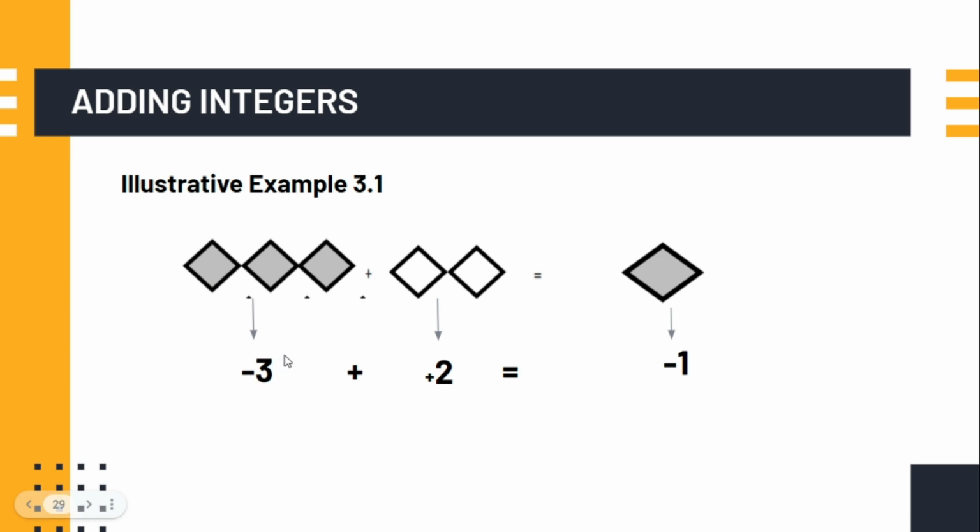So, let's see. Negative 3 plus positive 2. Kung isang tingin, ano mas lamang? Itong 3. Correct? Ng ilan? Isa sa 2. So, therefore, negative siya. Negative 1 yung sagot. Following the rule, the absolute value of negative 3 is 3.